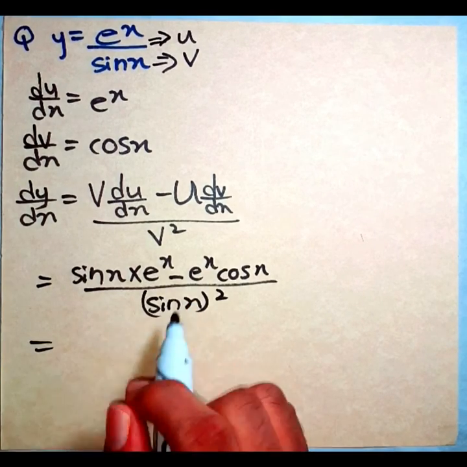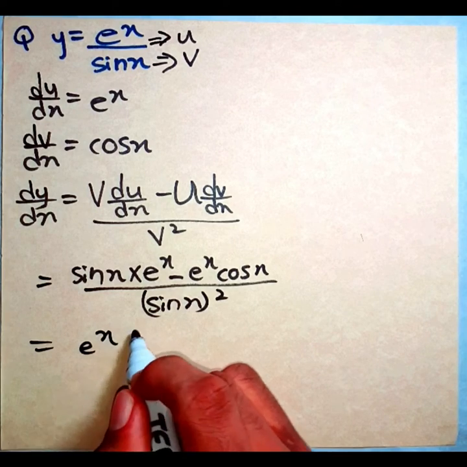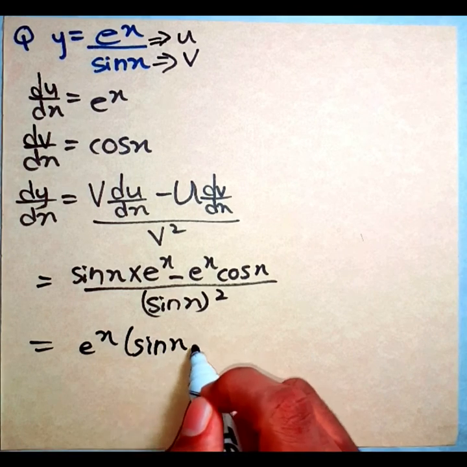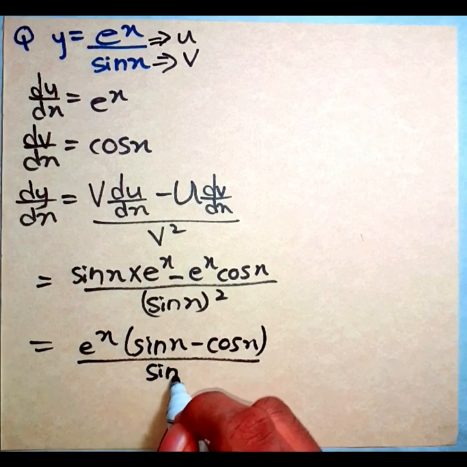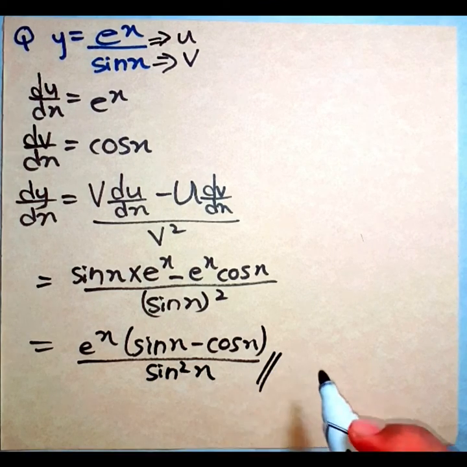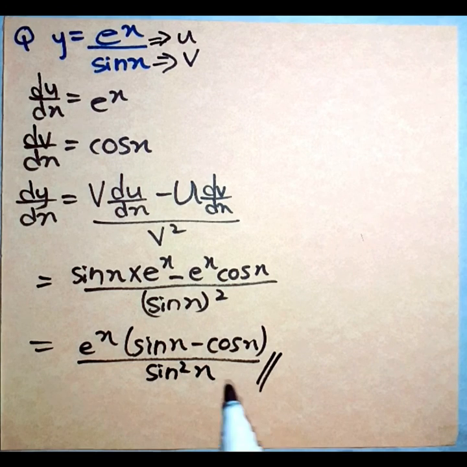Now we can take e to the power x out. So e to the power x times sine of x minus cos of x, divided by sine squared x. That's pretty simple, and we finish that question now.